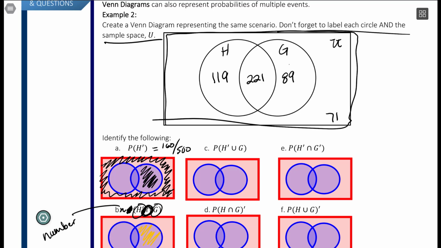Just that number, okay? So just that number gives me 89 out of 500 for the probability, but again, I'm just looking for the number. How many of those individuals are there? And there are 89 of them, okay? Let's go ahead and take a look at C.